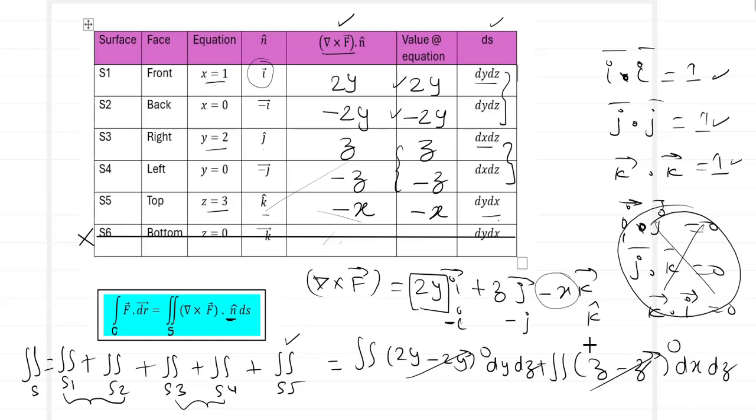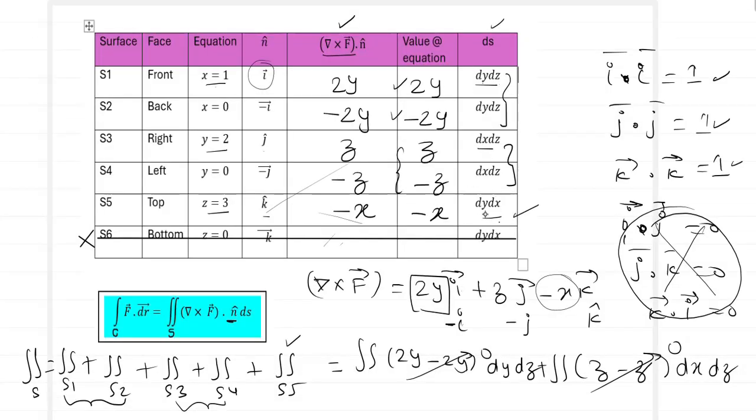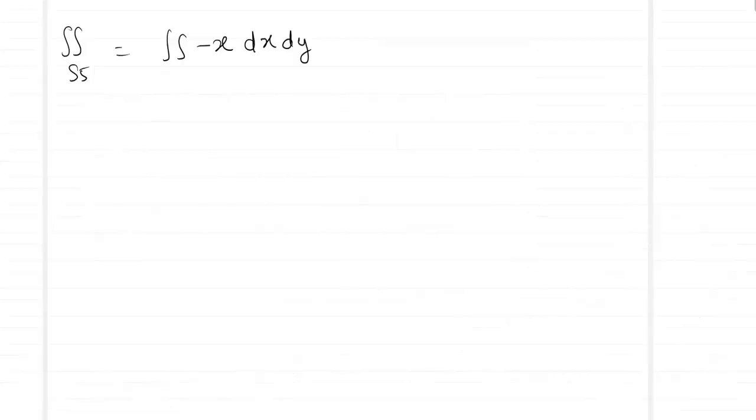See, when we began, the problem was a big one. But now, after the substitution, it has become a very easy task for us to evaluate the surface. So the only surface that has to be evaluated is minus x dy dx. So the double integral over S5 is the double integral of minus x dx dy. So this dx dy is going to be my surface that has to be evaluated.